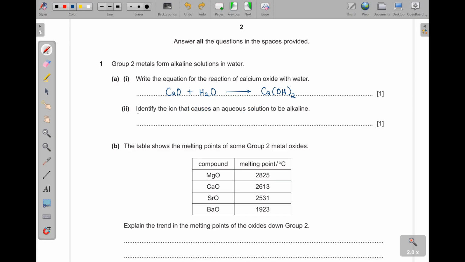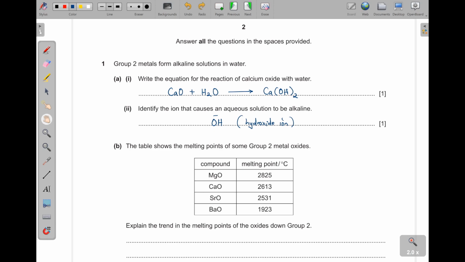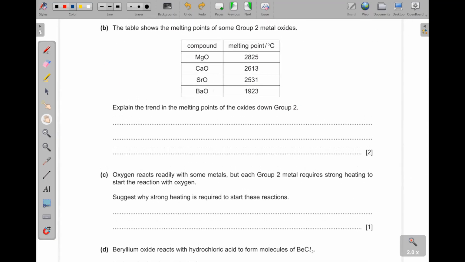The next, Roman 2, identify the ion that causes an aqueous solution to be alkaline. Of course, that is the hydroxide ion. You can write it as the word hydroxide ion, or you can write it as a formula, okay? They said identify, but if they say name, strictly it has to be this, or the formula, it has to be that, okay? Next part, B.